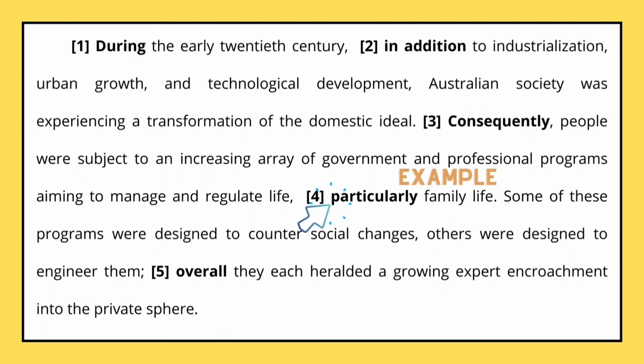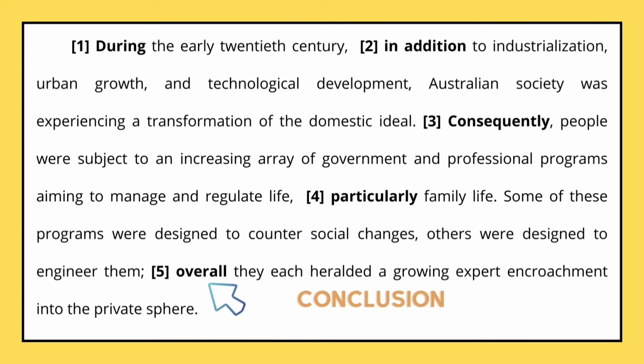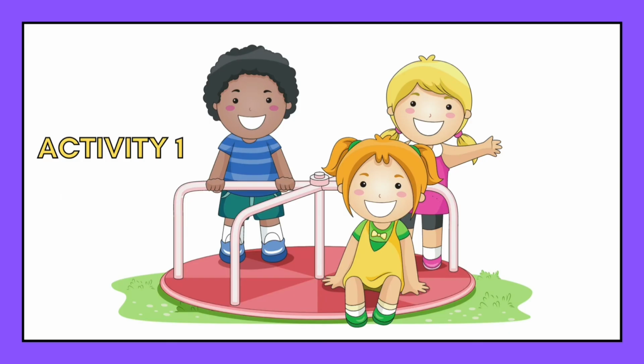government and professional programs. Now, which particular aspect of the society is affected by these programs? So the fourth transitional device, which is particularly, indicates the example or giving the audience the idea of what particular aspect of the Australian society is affected by the programs initiated by the government. So particularly family life. And then the last sentence has the concluding transitional device, which is overall. So that signals that the writer wraps up his or her ideas. So all these events and the results each heralded a growing expert encroachment into the private sphere.